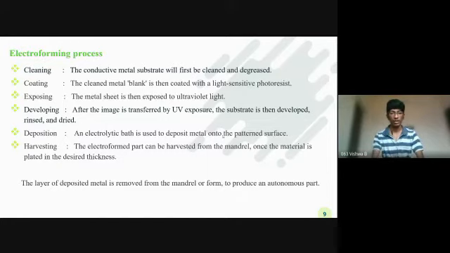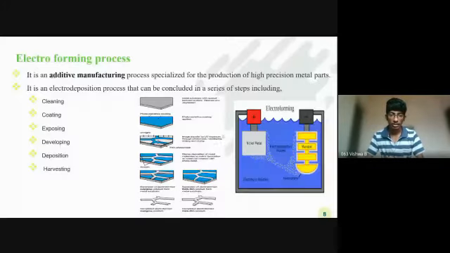Okay, we can see that the photoresist coating is being done. Then UV light is to be passed. Then you can see the growth of the substrate. Then the separation of the electroformed product from the metal substrate. You can see the thickness of the substrate is much higher. Then it is dipped into the electrolytic bath where we can remove the mandrel from the substrate.